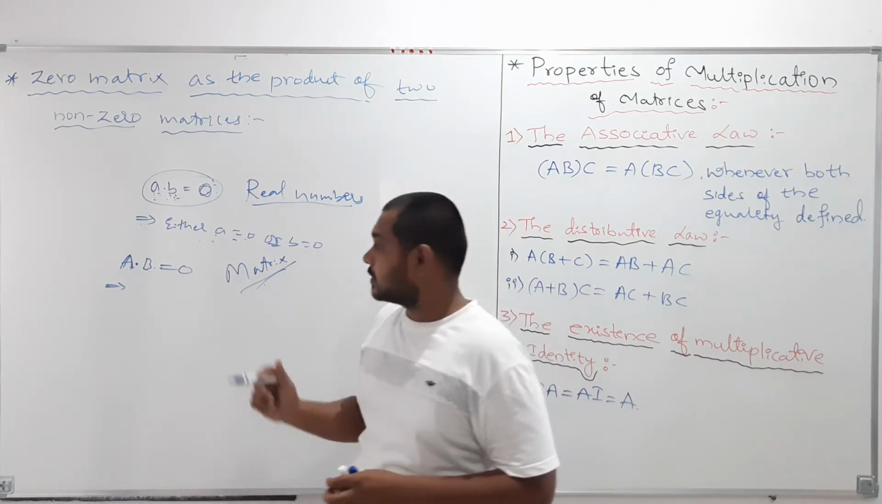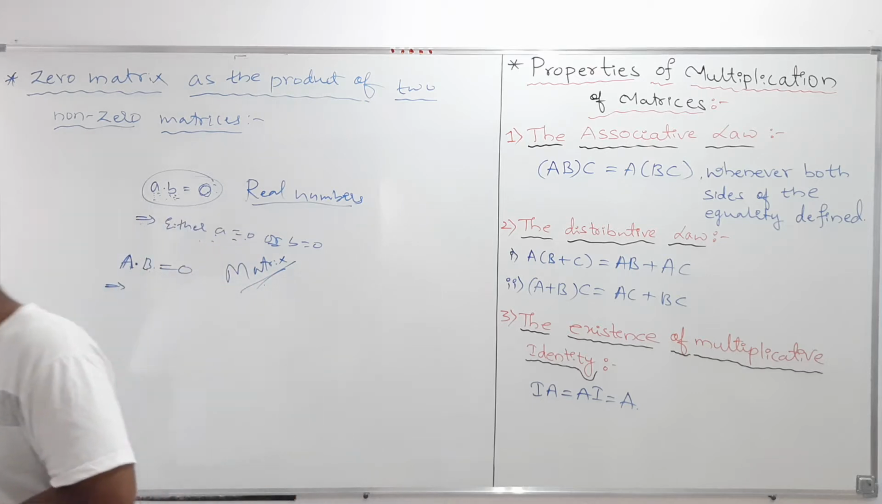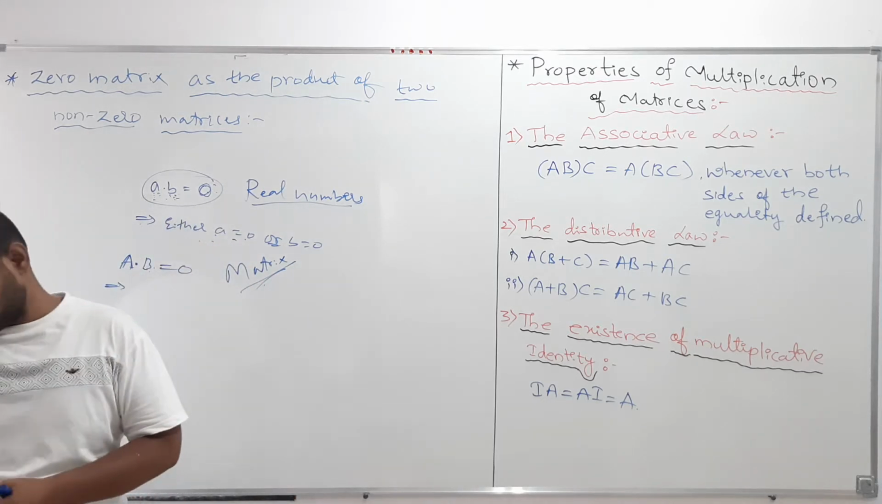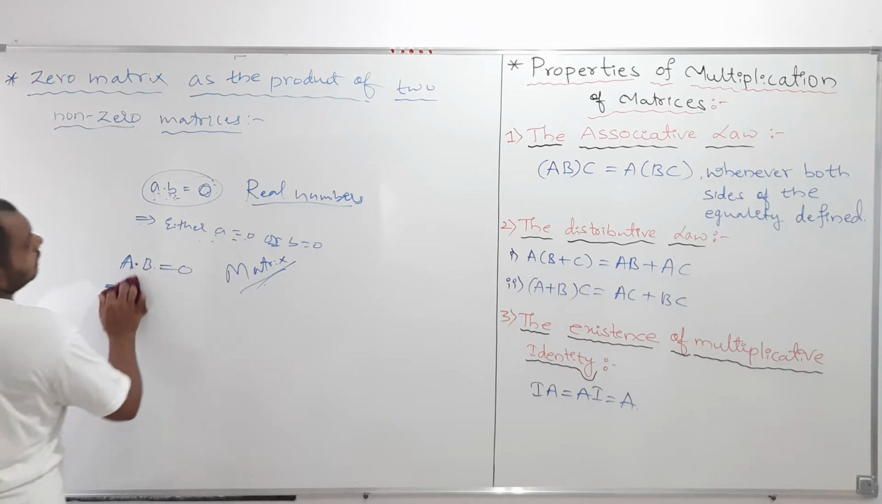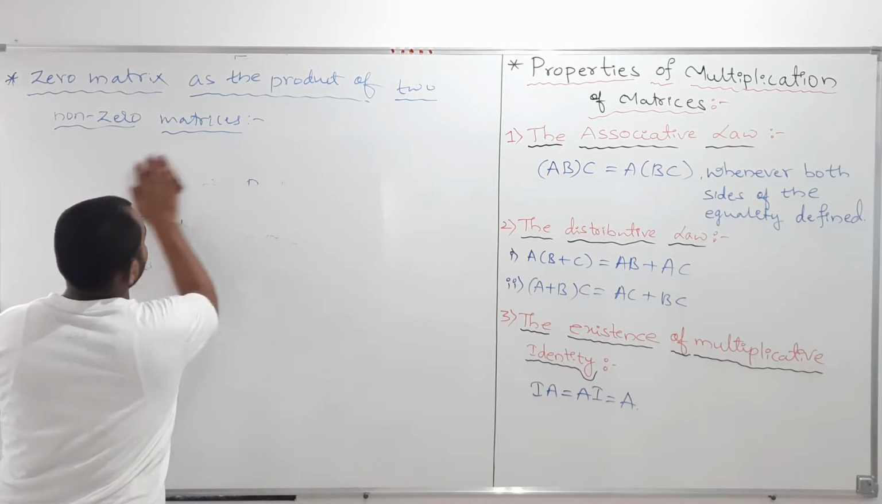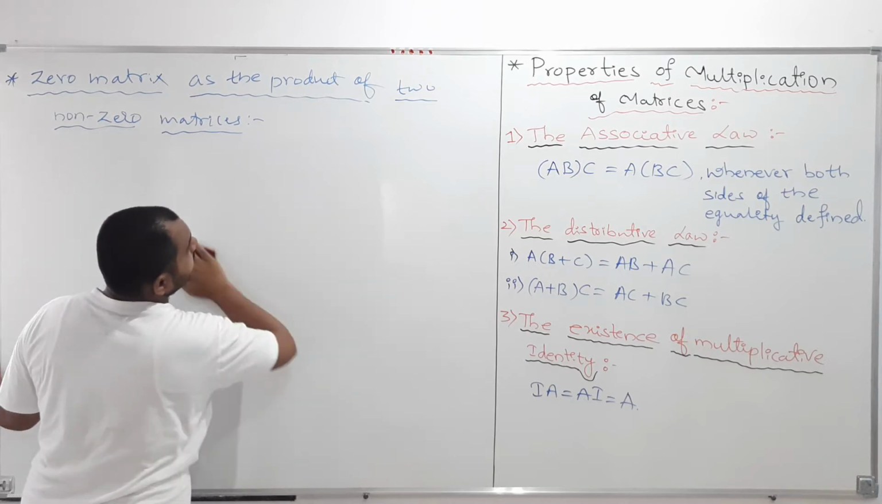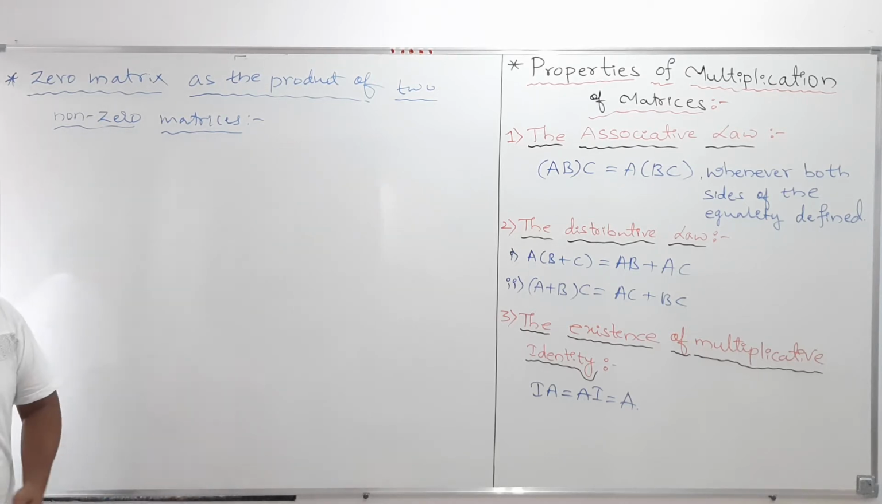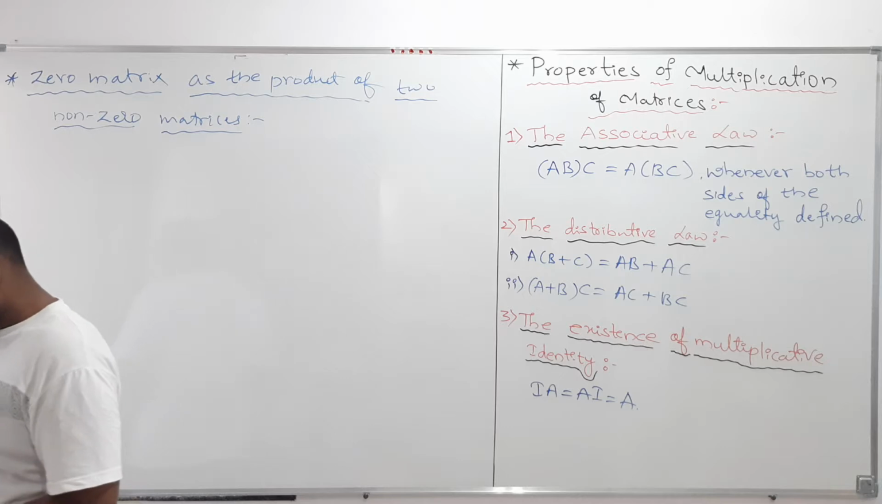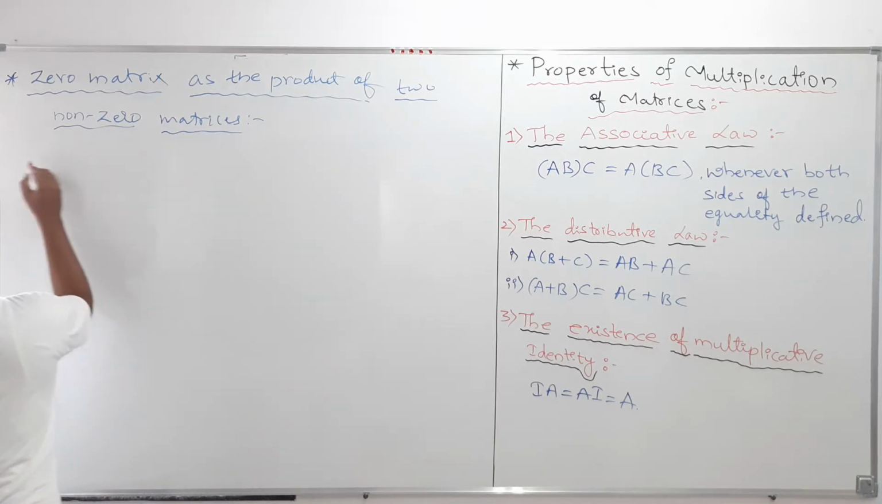Clear? So like this we have the property. So if you want, you can take the example, my dear students. I will take one example and show you whether this property, whatever I told, is correct or not. We will verify by using an example. So I will discuss the example, that is find AB.